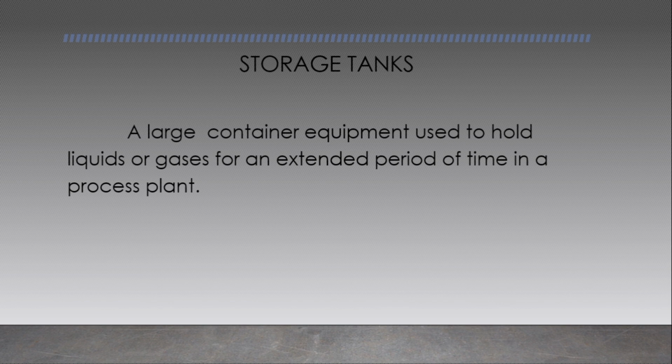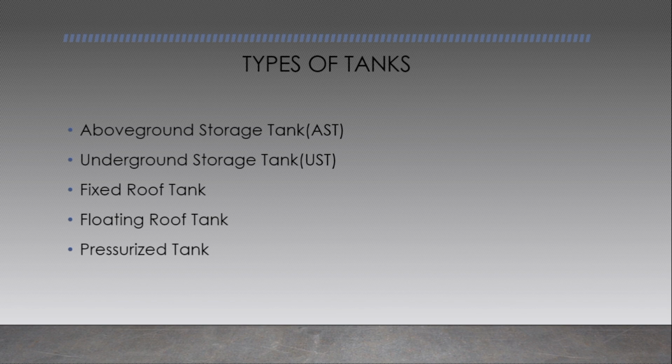Storage tanks. A large container equipment used to hold liquid or gas for an extended period of time in a process plant. Types of tanks include the above ground storage tank, abbreviated AST. As the name implies, it's above ground, on ground level. Although it takes up a lot of space to be situated on the ground, it has the feature of easy maintenance, so it's very suitable.